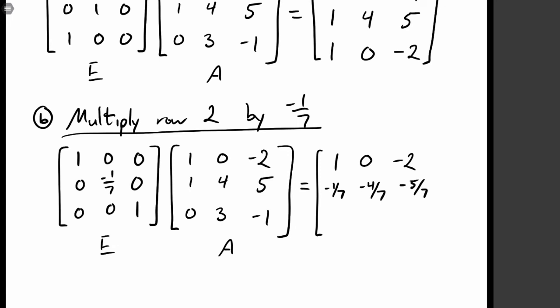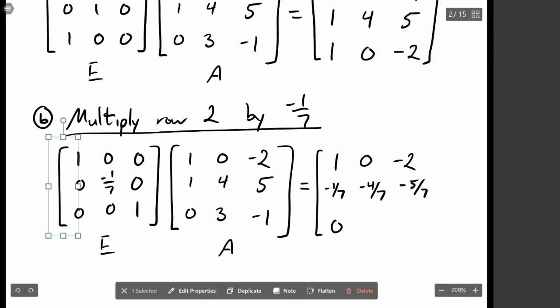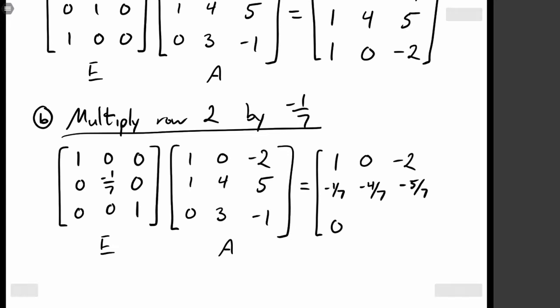And then the last row will be 0 times 1 plus 0 times 1 plus 1 times 0. 0 times 0 plus 0 times 4 plus 1 times 3. And 0 times negative 2 plus 0 times 5 plus 1 times minus 1. Alright, there we go. What we did there was we took this second row of A and we multiplied it by minus 1 over 7.